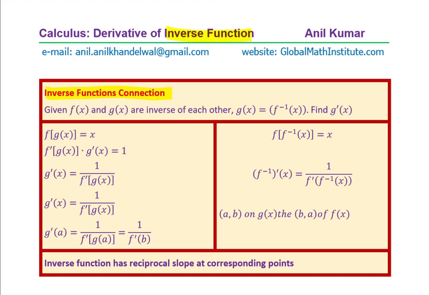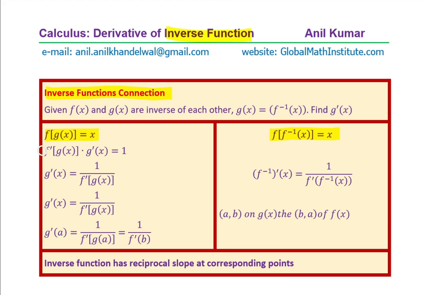Okay, so if they are inverse functions, in that case, f of g of x is going to be x, correct? By definition, we know these are inverse functions, right? Therefore, f of g of x is going to be x. Now, this is like saying we want to find the derivative of the inverse function, right? That is what we are trying to say.